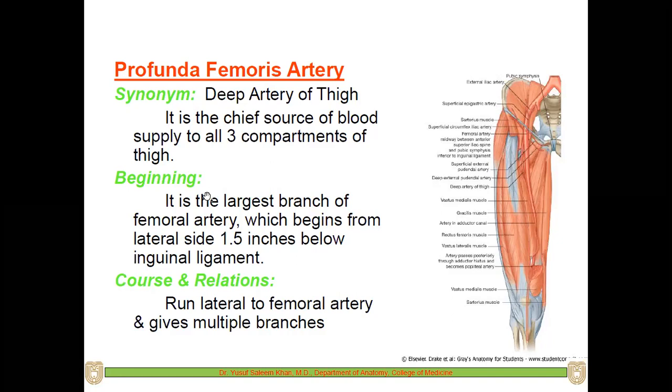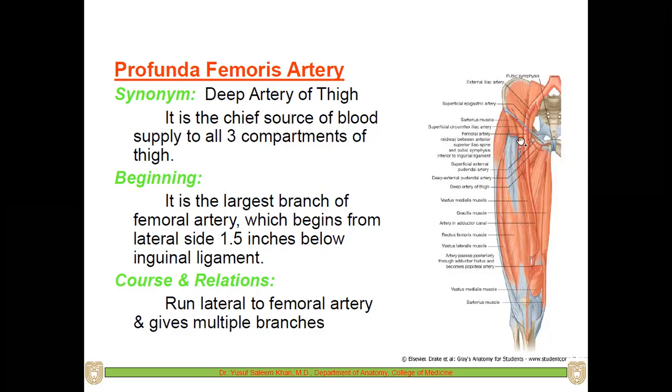This profunda femoris artery is one of the largest branches of the femoral artery. So the femoral artery is giving this branch. This is the largest branch, that is the deep artery of the thigh or the profunda femoris artery. Both are the same, which begins from the lateral side. As you can see here, it is coming from the lateral side, 1.5 inches below the inguinal ligament, almost 1.5 inches below the inguinal ligament.